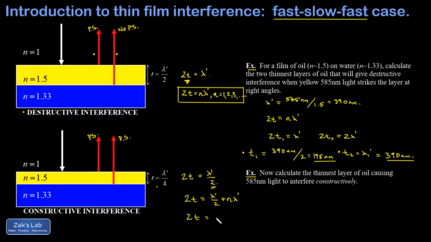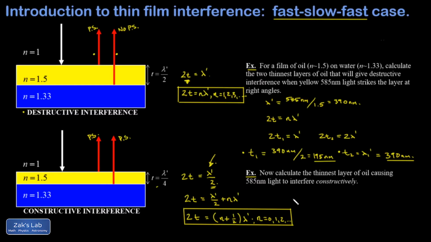Cleaning this up a little bit, I get (n plus a half) times lambda prime. And the thinnest layer that was giving us constructive interference is the first one that we found, where 2 times the thickness gives me exactly 1/2 wavelength of extra travel distance. That corresponds to n equals 0. So this formula starts at n equals 0, and then 1, 2, and so on.